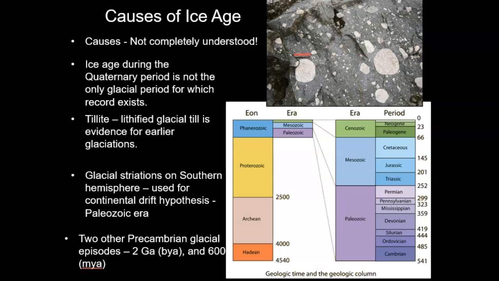And then two other even older episodes of glaciation have been dated to occur during Precambrian times, one of them being as old as 2 billion years ago, and the other about 600 million years ago. So any hypothesis that attempts to explain the causes of glaciation must successfully answer two basic questions. The first question is, what causes the onset of glacial conditions? And the second question is, what caused the alternating glacial and interglacial stages that have been documented for the Quaternary period?